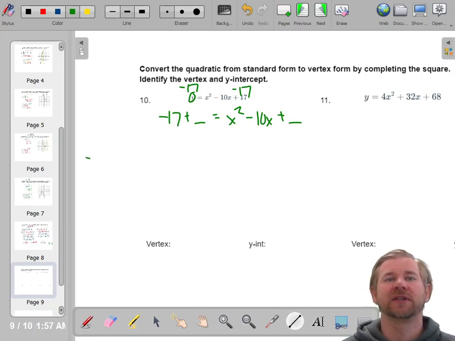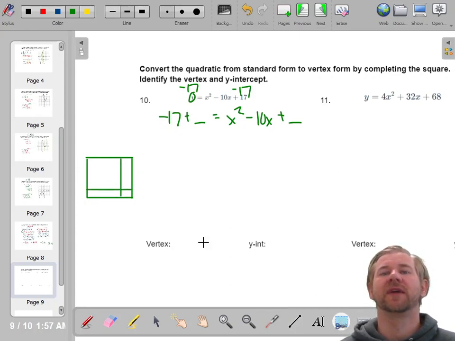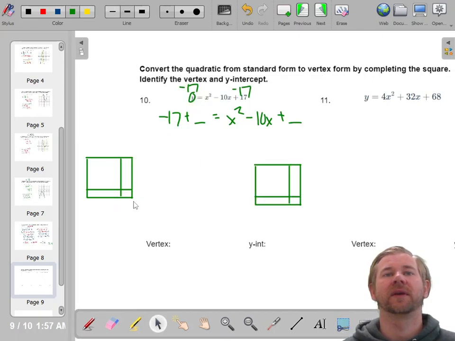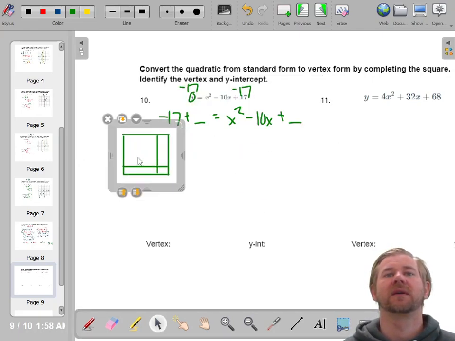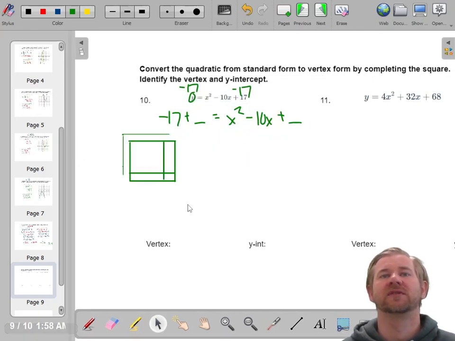And I like to draw the picture, so let me draw a complete the square box for myself here. I'm going to need 2 of them. Okay, so we'll do that. There we go. Let's get rid of this one. Okay, and over here. All right, we'll use this one next problem.